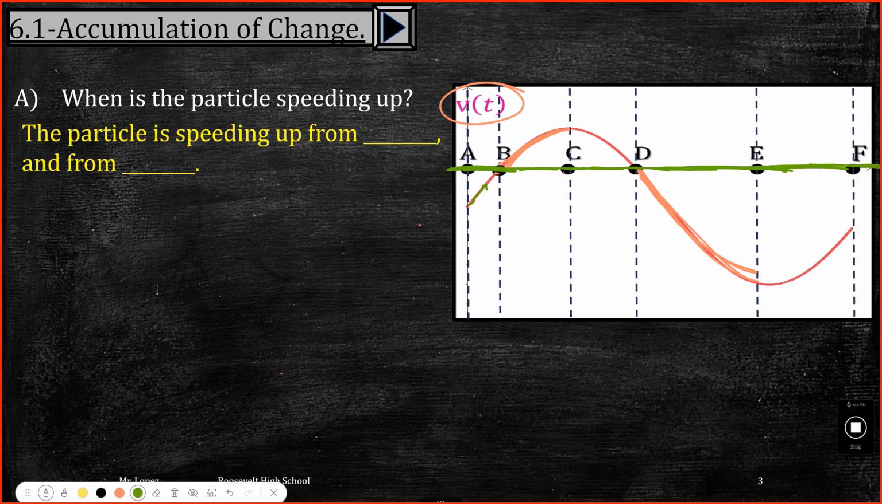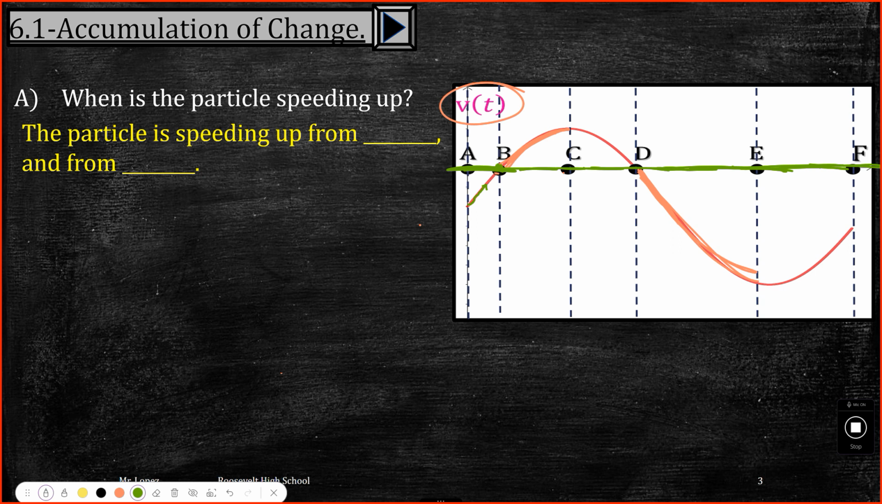So at A, I'm going backwards, but I'm not going as fast, until I stop at B, and then I'm going forward and going faster, until I reach an inflection point at C. Then at C I start slowing down, and I'm slowing down until D, and then at D I'm going to go backwards again and accelerate backwards until I get an inflection point at E, and I'm slowing down again.